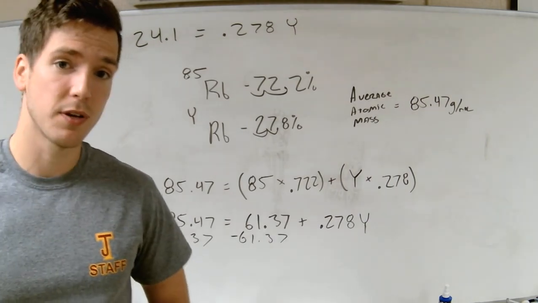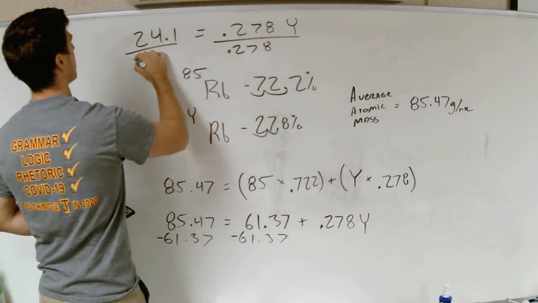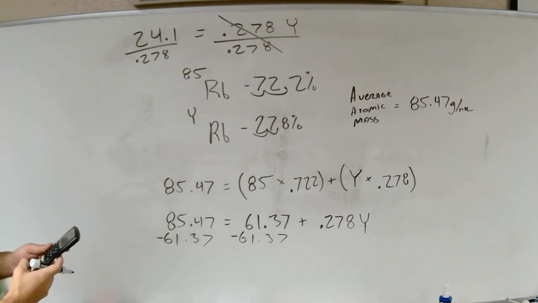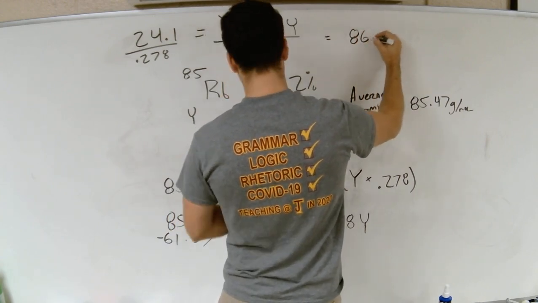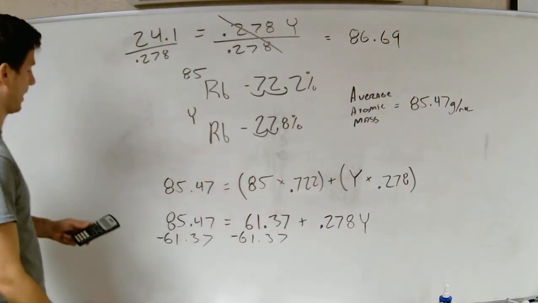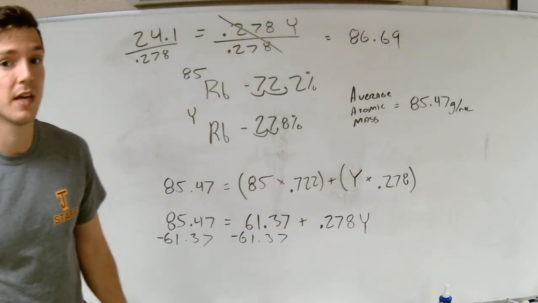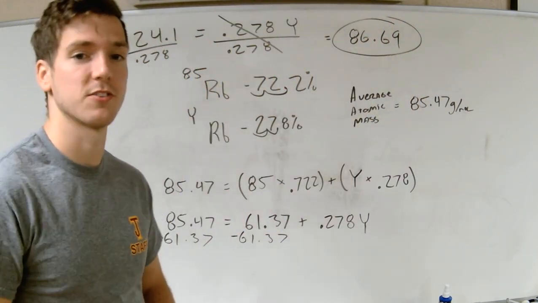Get y by itself, so let's divide by 0.278. Divide by 0.278. That cancels out. And my mass number should be 86.69. Okay, 86.69. So that's good enough for me. Okay, if you want to round up to 87, that's okay. But 86.69 mass number, no units there. Okay, it's just 86.69.